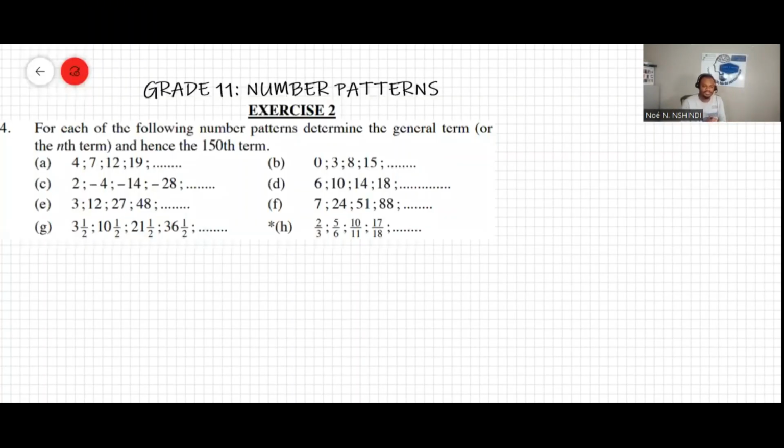Well, question 4 says for each of the following number patterns, determine the general term or the nth term and hence the 150th term. All right. We did so many examples on determining the quadratic pattern, the Tn form, and also finding a certain value. So I won't really do these questions, except I can do question G and H because these last two seem to be quite challenging.